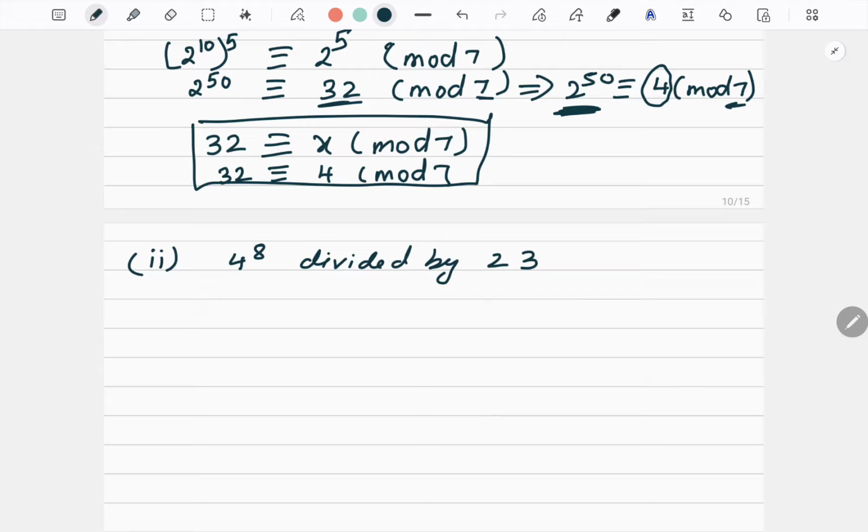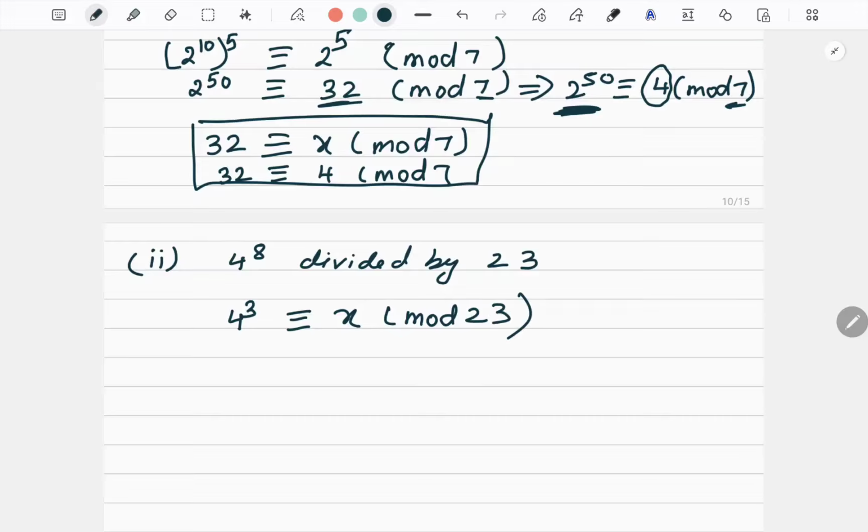4 fours are 16, which is less than 23. So we should not start with 4 square. Otherwise 4 square into 4 will work. 4 to the power 3 is what? 4 to the power 3 is 64. So let us start with that. 4 to the power 3 congruent x mod 23.